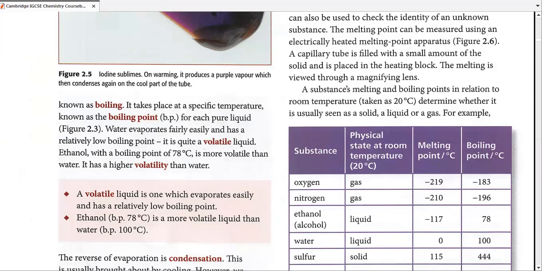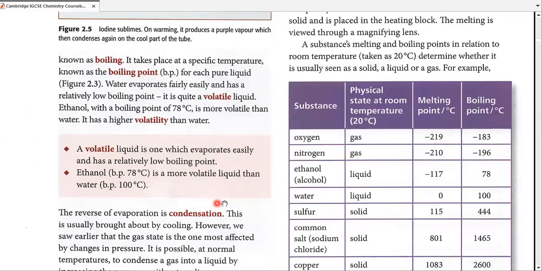For example, we compared water with the most common alcohol, ethanol. Ethanol has a boiling point of 78 degrees centigrade. Water has a boiling point of 100 degrees centigrade in their pure forms. So we call ethanol more volatile than water. Why? It has a lower boiling point and it would evaporate easily, which means if something has a lower boiling point, it evaporates easier than the one which has a higher boiling point. In this case, ethanol, having a boiling point of 78 degrees centigrade, would be more volatile than water, of course, which has a higher boiling point of 100 degrees centigrade.